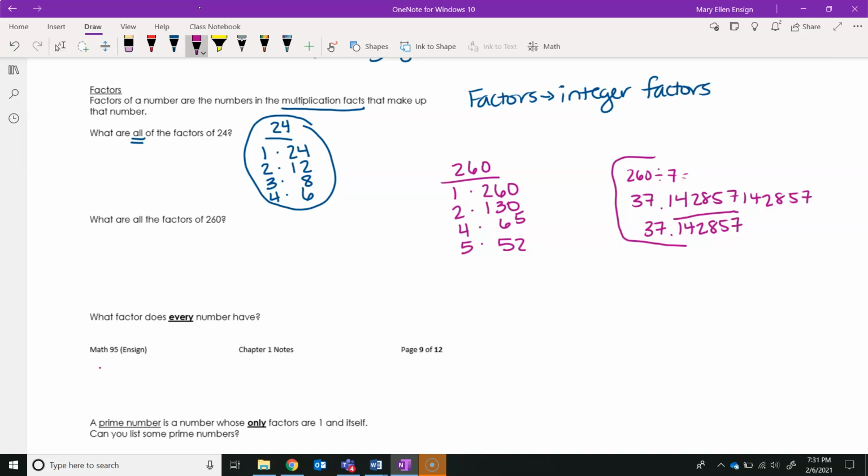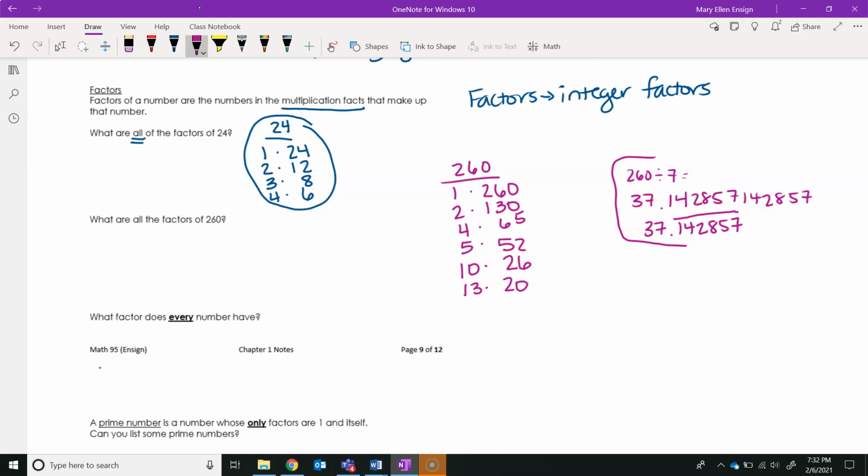How about 8? 260 divided by 8 is 32.5. That's not going to work either. 260 divided by 9 is also a decimal. 260 divided by 10 is 26. Finally, we get something else that works. So now we keep going. 260 divided by 11 is a decimal. 260 divided by 12 is a decimal, so I don't include those. 260 divided by 13 is 20.